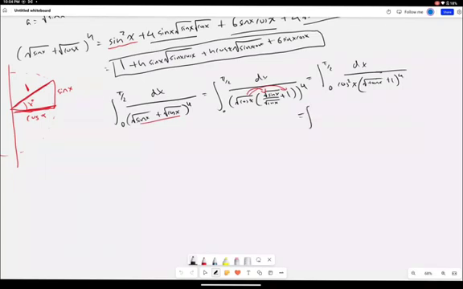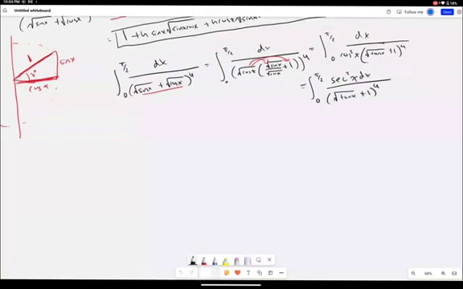So this would become 0 to pi by 2. And if I look carefully, there's a cosine squared x on the bottom. And I could take this to the top and I could just write secant squared x dx over square root tan x plus 1 to the power of 4. So let's see if I can make some sort of a substitution right here.